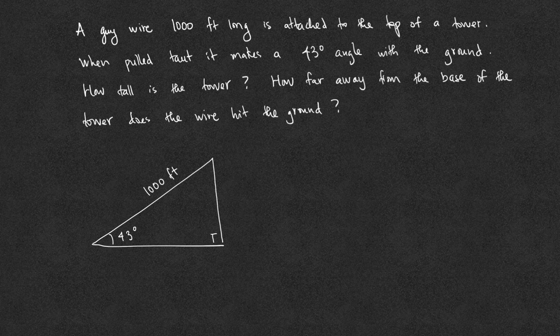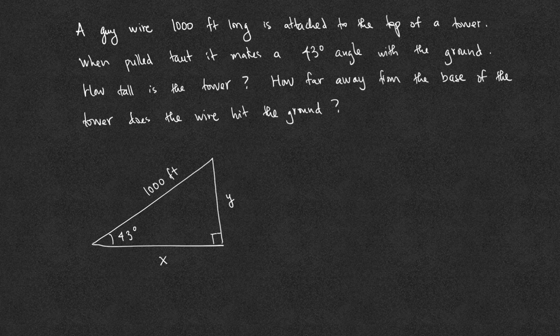How tall is the tower? We'll let it be y. And how far away from the base of the tower the wire hits the ground, we make it this distance x. And so we're looking for y and x.